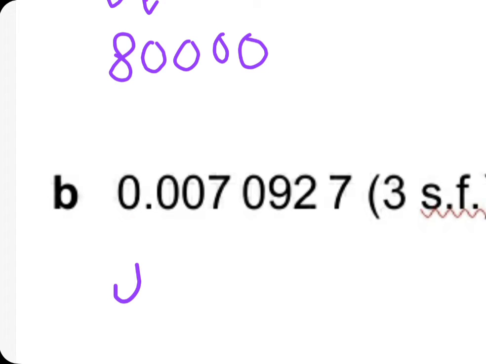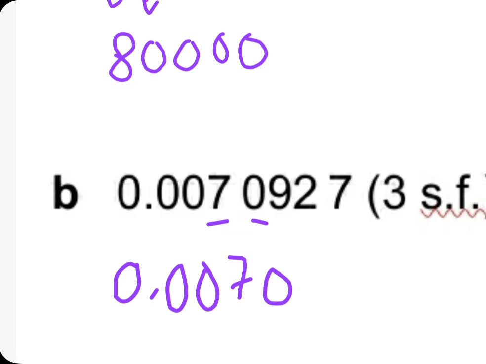So we write 0, and then decimal point, 0, 0. And then the 7, we start counting. So if you have 1, we put it. We have 2, we put it here. And we have 3, we put it here. Now, the number after the third significant figure is 2. And it's less than 5.